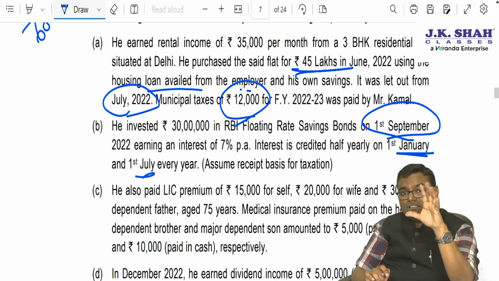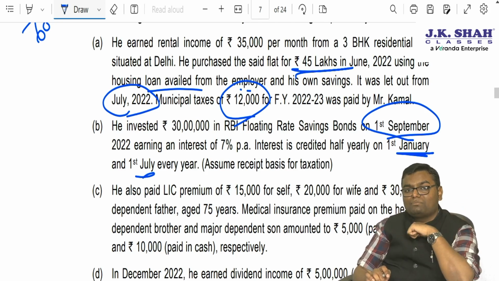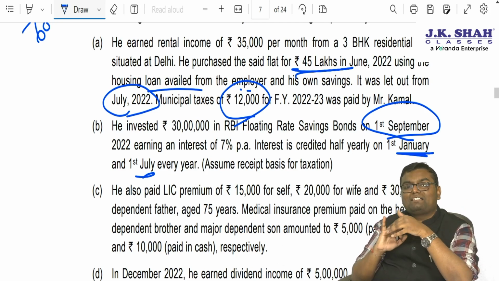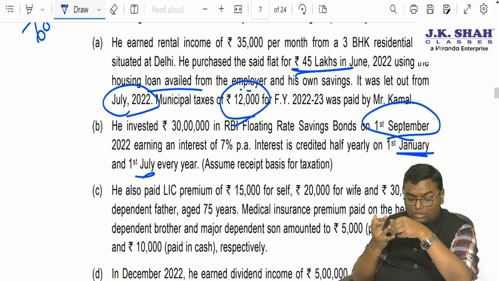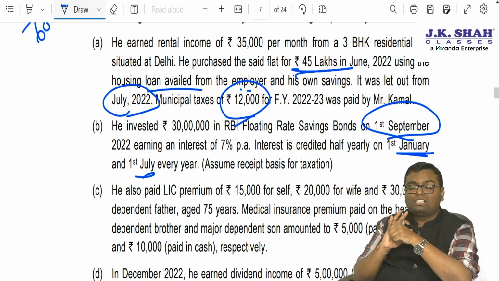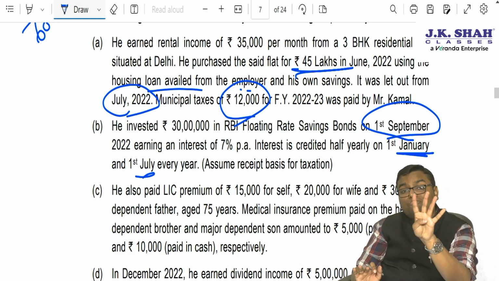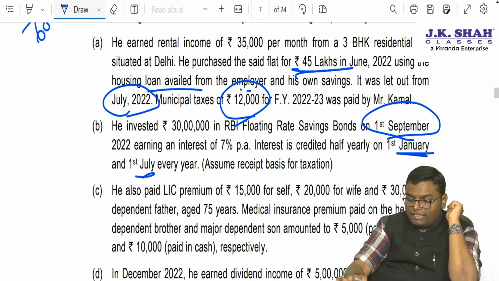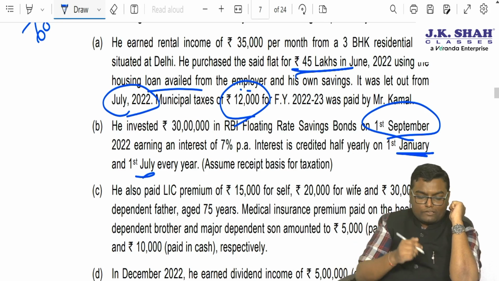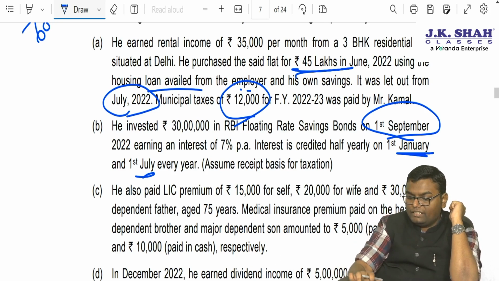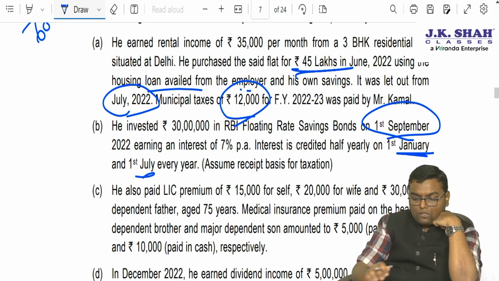But see, it is not the full 6 months because we have purchased in September. So September, October, November, December. You have got only 4 months of interest. So 30 lakh into 7% into 4 divided by 12. How much interest must you have got? You must have got 70,000 rupees of interest.